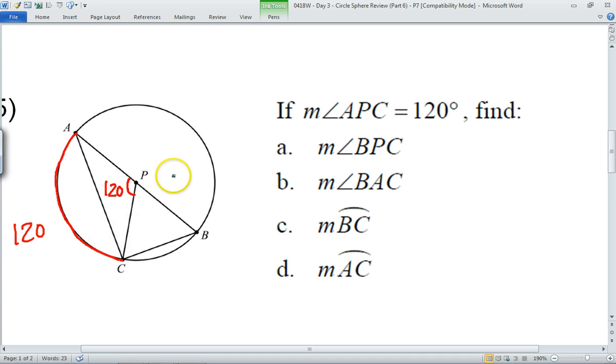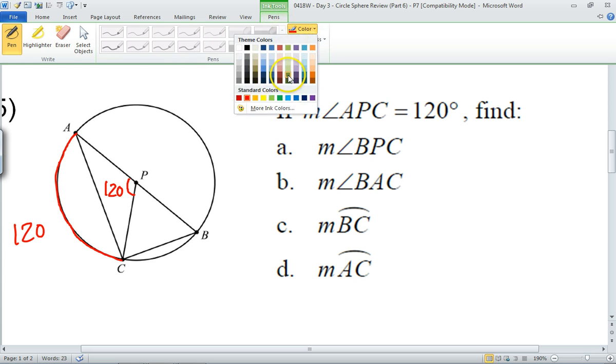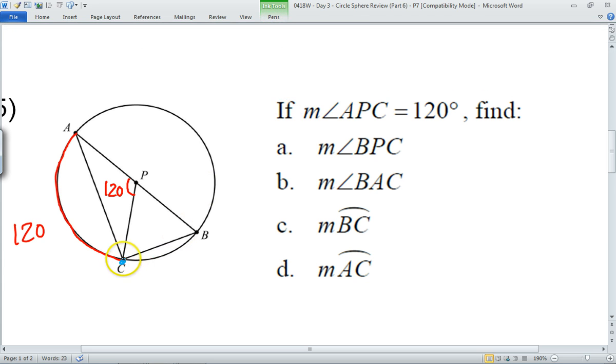Can you tell me the arc CB? 60. Yes, okay, from C to B, that I'm drawing here in blue, that's going to be 60. Why? Because it's a semicircle. All the way, it's a semicircle, 180 degrees. So if I subtract the 120 from 180, that leaves 60. In that case, what's the blue angle going to be? 60. Also 60.